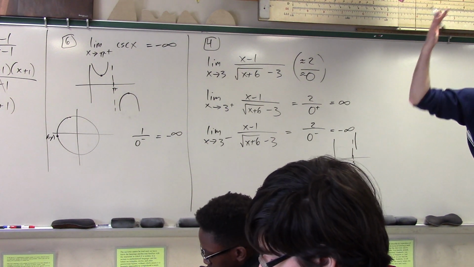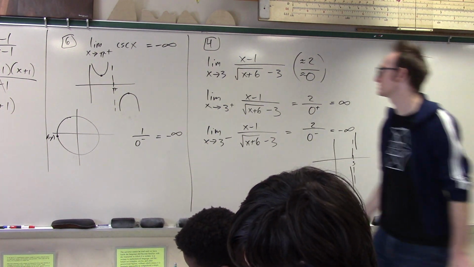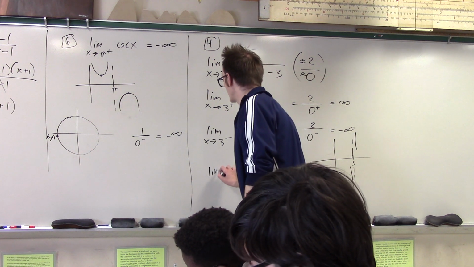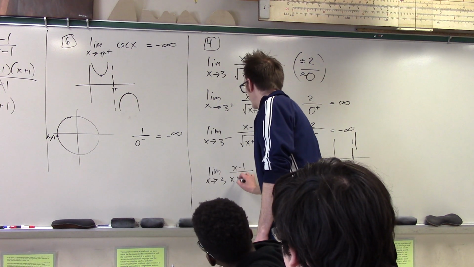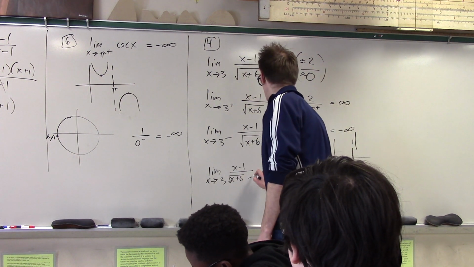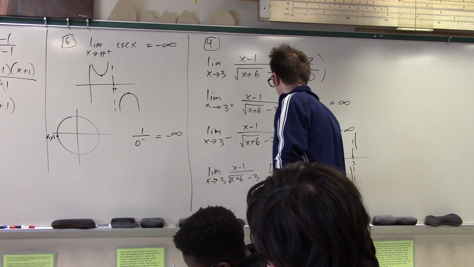This is not so crazy. This is the kind of thing we saw with rational functions. And therefore we just say that the limit as x approaches 3 of x minus 1 over root x plus 6 minus 3 just does not exist.